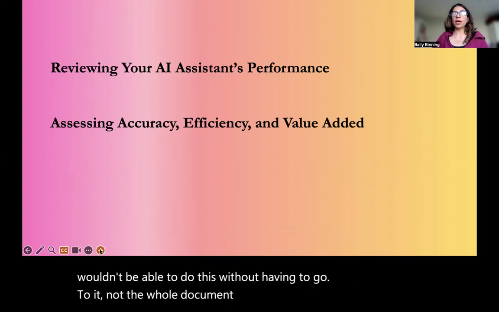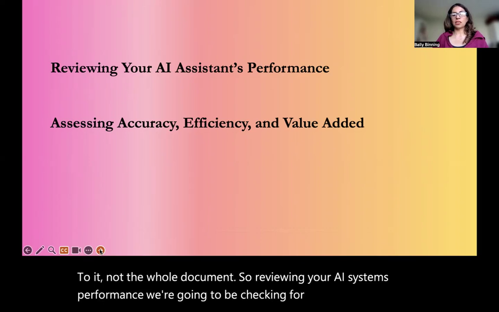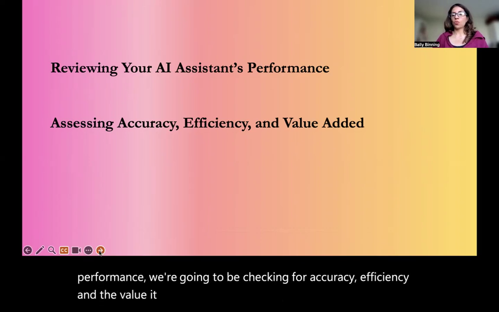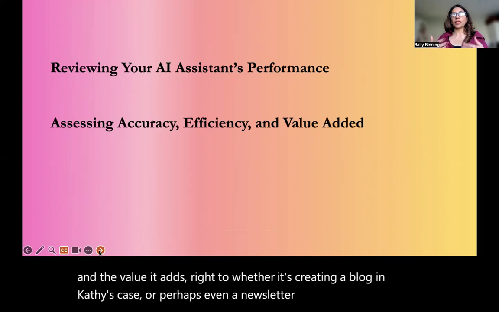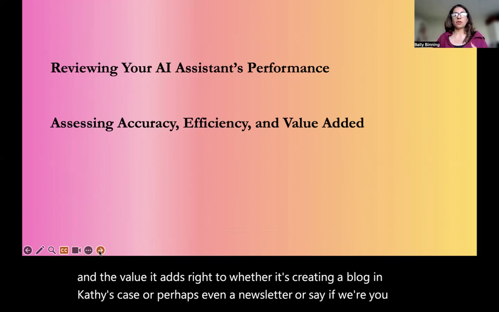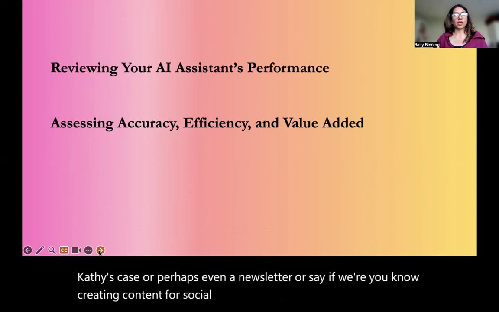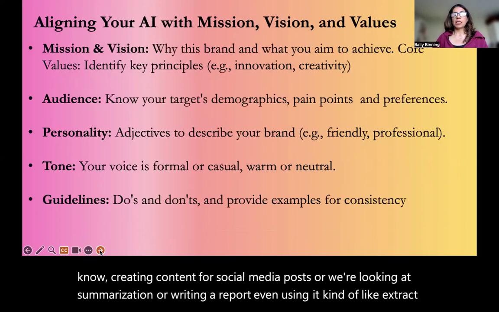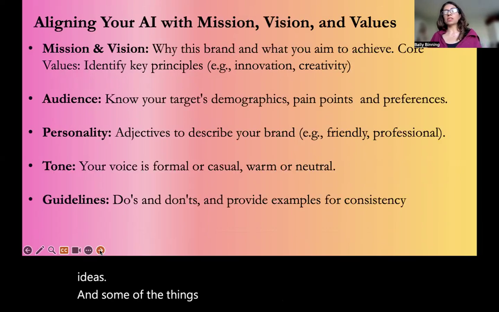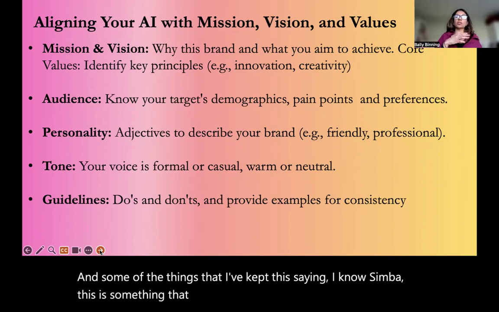So reviewing your AI system's performance, we're going to be checking for accuracy, efficiency, and the value it adds, whether it's creating a blog in Kathy's case, or perhaps a newsletter, or creating content for social media posts, or summarization, or writing a report, or even extracting ideas. And some of these things I've kept in, Simbo, because we spoke about this a couple of weeks ago.